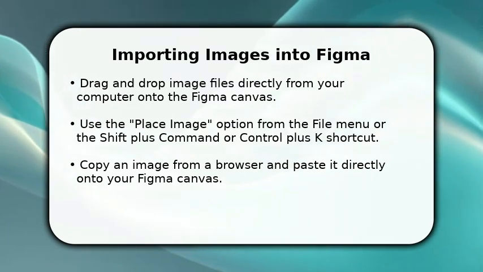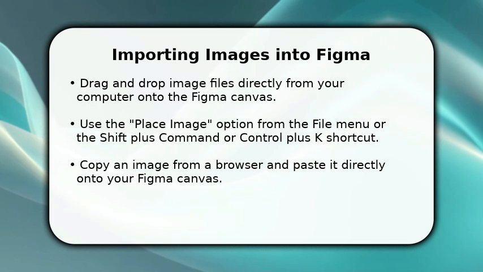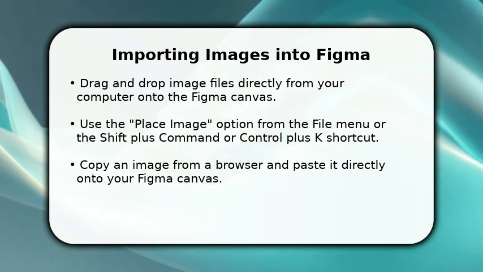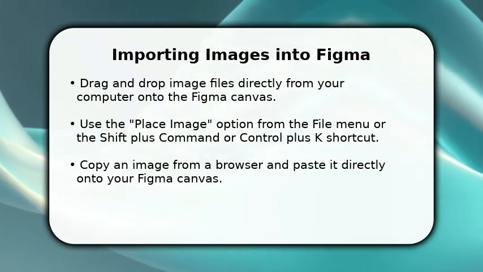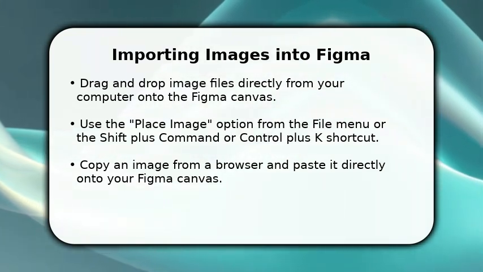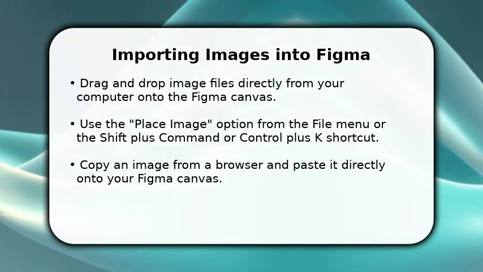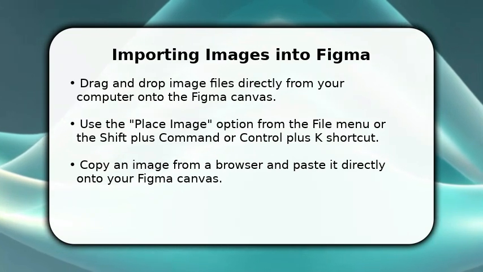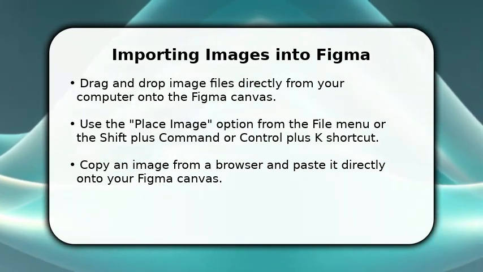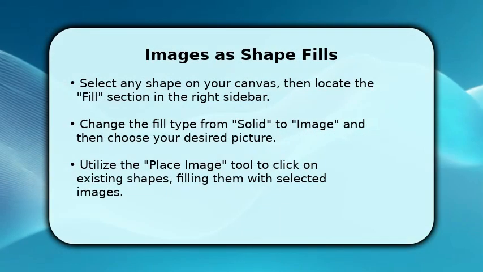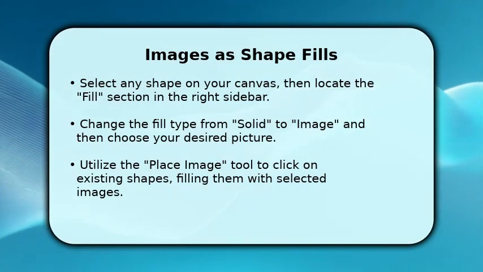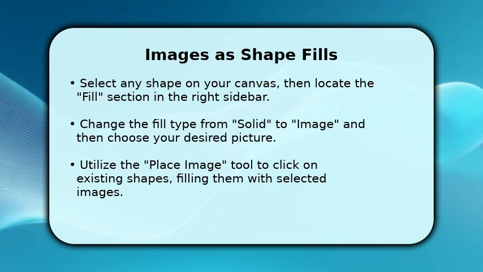Alternatively, use the Place Image option found under the File menu, or simply press Shift plus Command or Control plus K. For quick additions, copy an image from any web page and paste it right into your Figma file. Figma supports common formats like JPG, PNG, GIF, and SVG. Figma treats images as fills, offering a powerful way to integrate them into your designs.